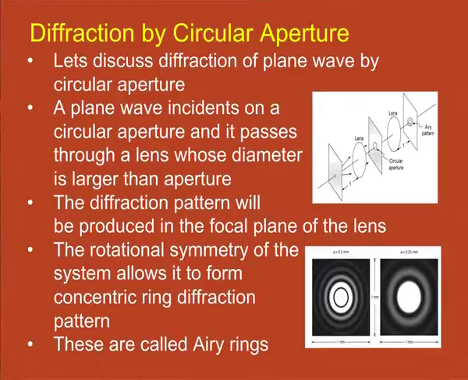Now, the rotational symmetry of the system allows it to form a concentric ring diffraction pattern, and these are called Airy rings. As you can see in the figure, there are two different Airy ring patterns due to two different values, that is obtained experimentally, and it is shown in the figure in this particular slide.